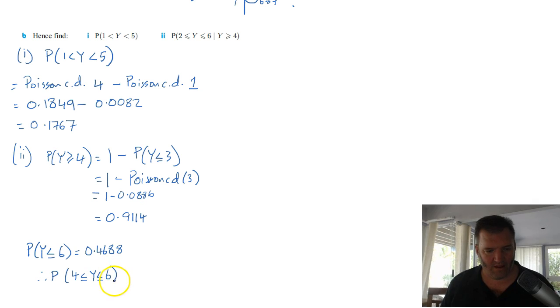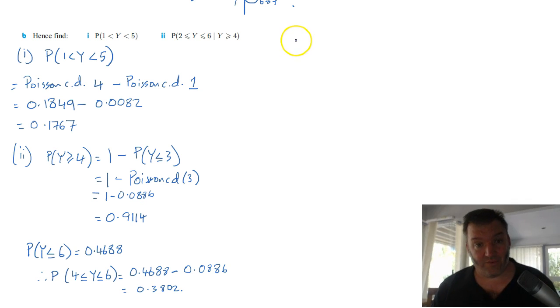Therefore, the probability that y is between 4 and 6 inclusive equals 0.4688. That's the total area up to and including 6, and we've got to subtract that other value that we figured out before, didn't we? The value that was less than or equal to 3. So 0.0886. And what have we got? We've got 0.3802.